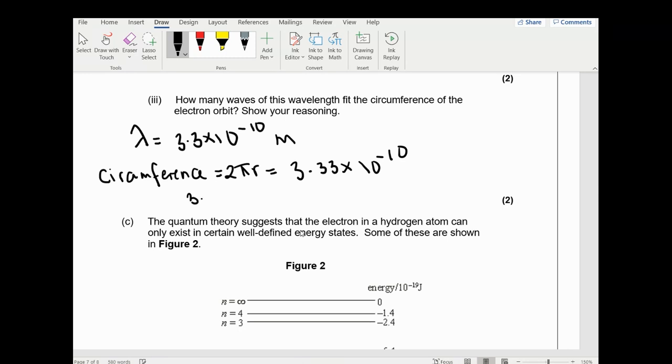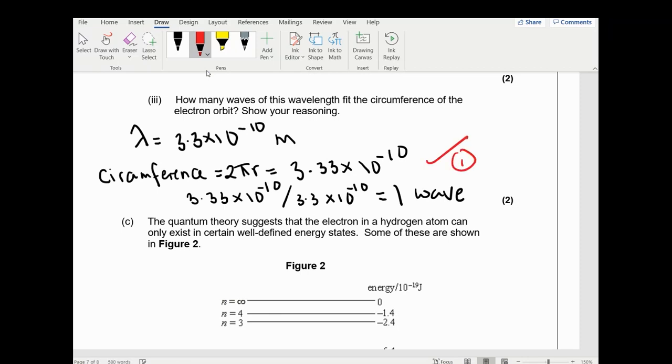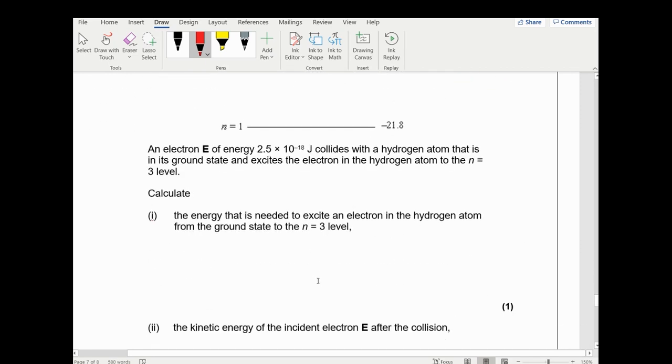So 3.3 times 10 to the minus 10 divided by 3.3 times 10 to the minus 10 equals 1 wave. You could have actually just seen that anyway, you could have got 1 wave there. So I'm just showing my maths there. This is quite nice: 1 mark for that and then 1 mark for saying 1 wave, and that's it. It's one of those deceptively simple questions that they ask you on here.